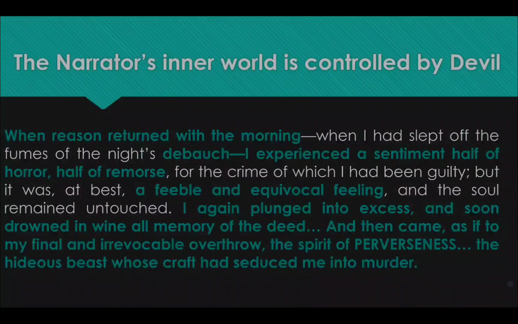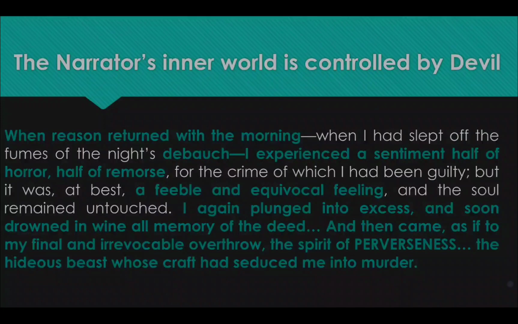So you see, the first part of the paragraph starts when he said, "When reason returned with the morning, when I had slept off the fumes of the night's debauch, I experienced a sentiment half of horror, half of remorse for the crime of which I had been guilty, but it was at best a feeble and equivocal feeling, and the soul remained untouched." You see, he used "and," "but," which is a matter of syndetic listing. Asyndetic listing occurs also at the same time, but we find a lot that now he is using the coordinators "and" or "but." It means that the narrator cannot decide, cannot settle his mind on a particular aspect of what he is talking about.